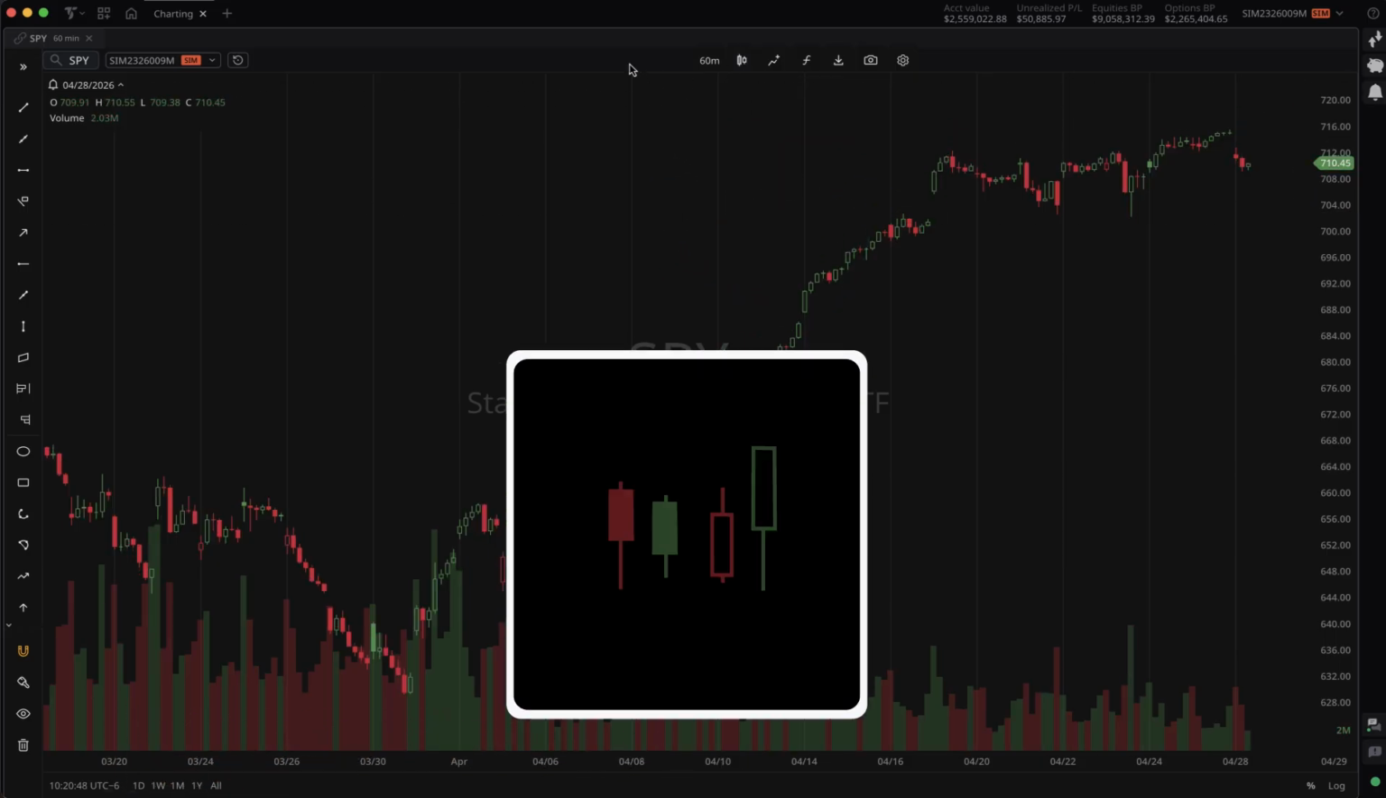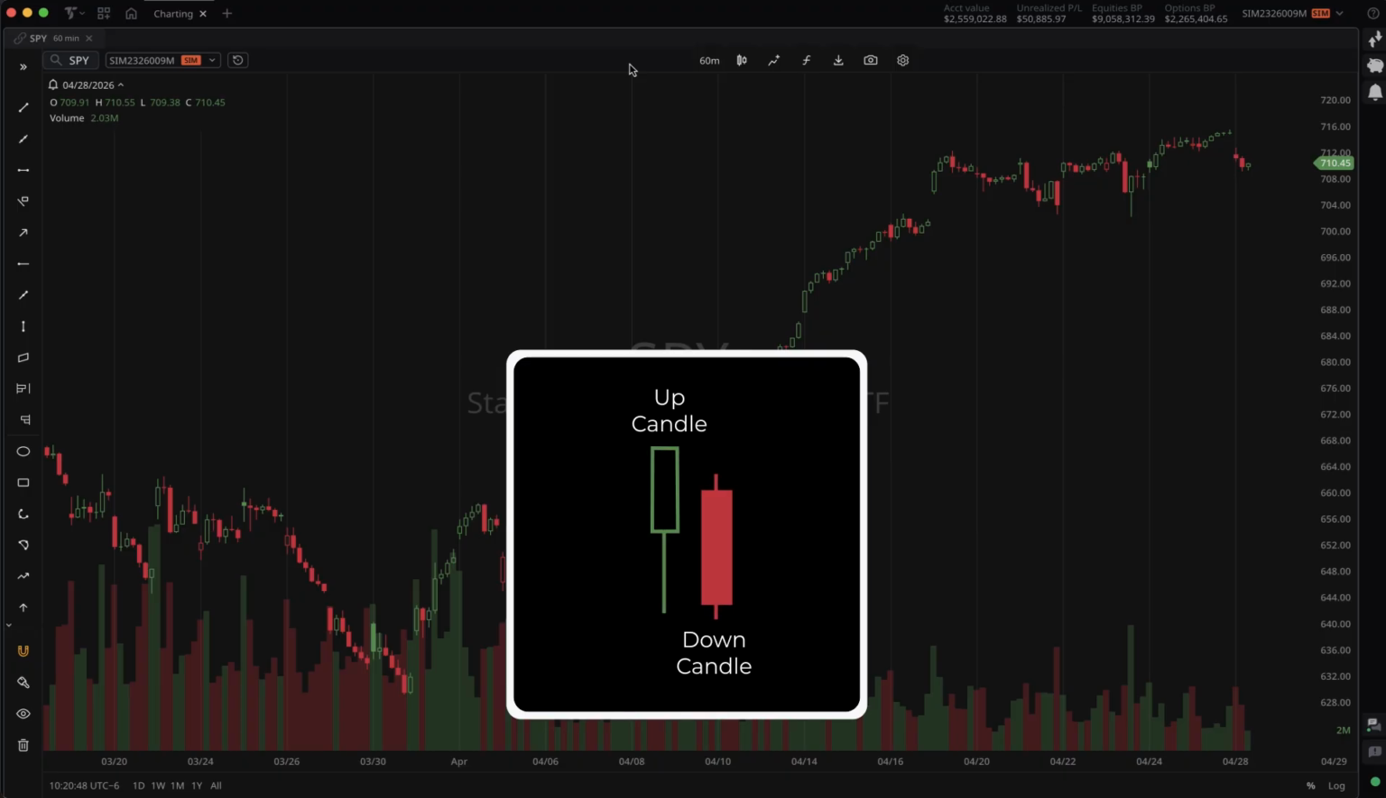Hollow candles split the visual into two signals. The fill works the same as a standard candlestick. If the close is above the open, the candle is hollow. If it's below, it's filled. But the color follows a different rule. Green if the current close is higher than the prior close, red if it's lower. So you get the intrabar story from the fill and the bar-to-bar momentum from the color, both at a glance.